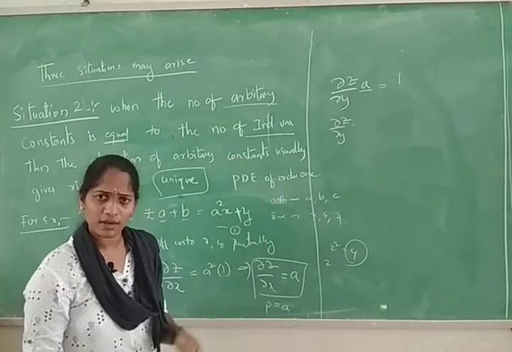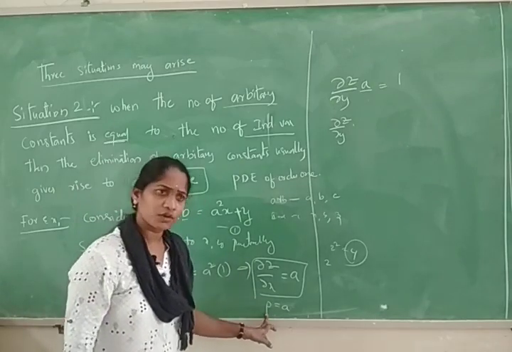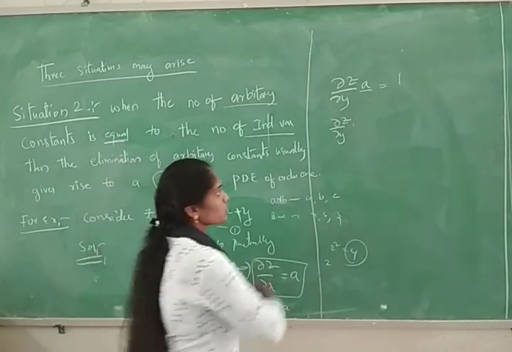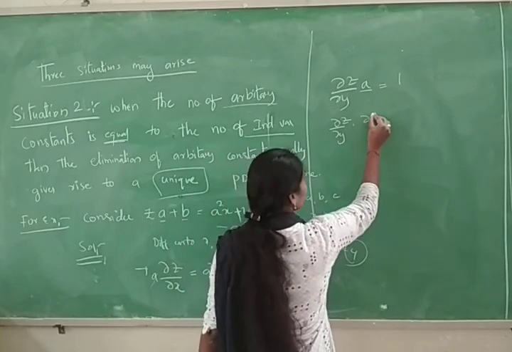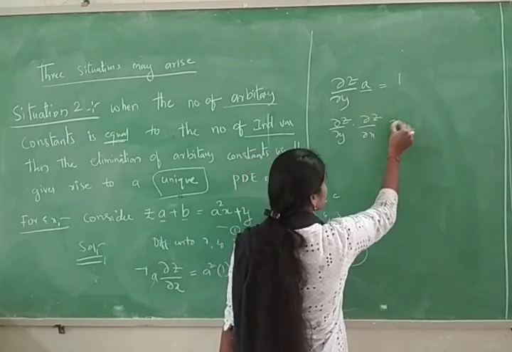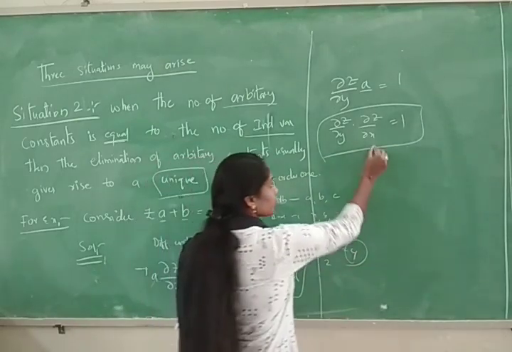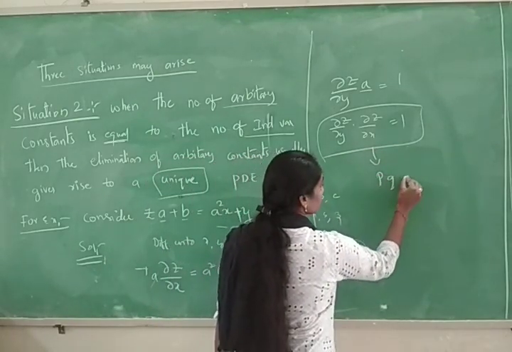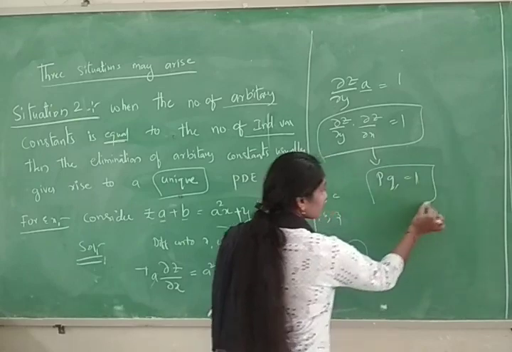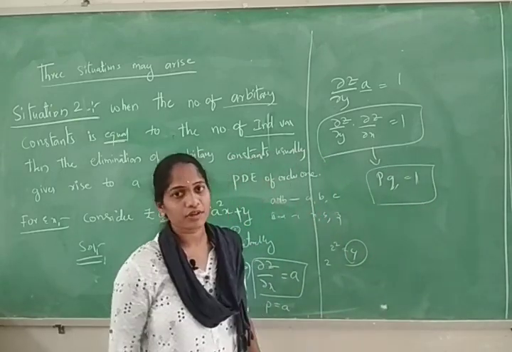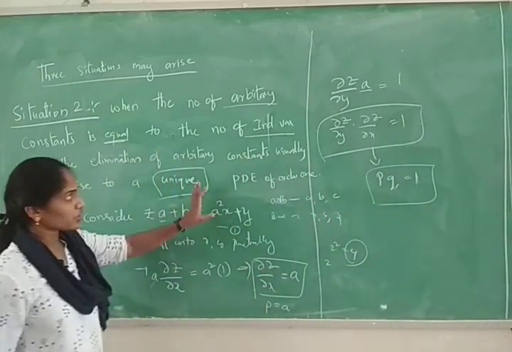See, you can also put p simply, or you can also put dou z by dou y. Now substitute the a value. What is the a value? Dou z by dou x is equal to 1. So which is our required p, or simply you can say that p into q is equal to 1, which is our required PDE of first order. So this is situation 2.